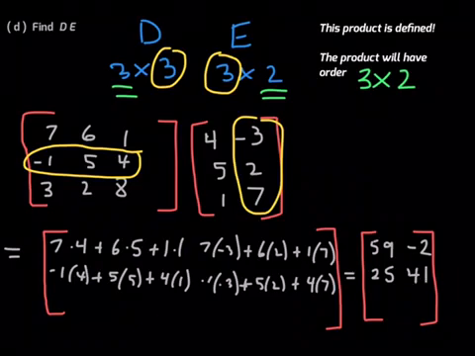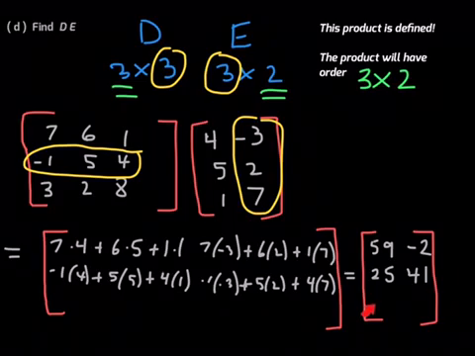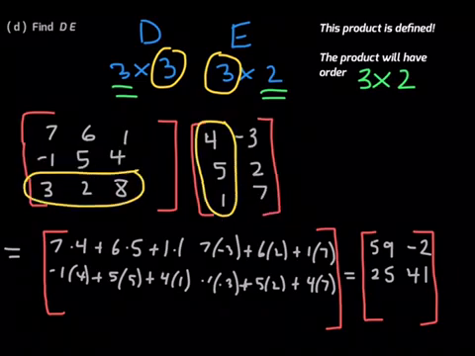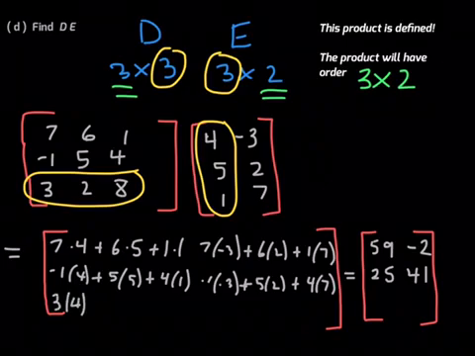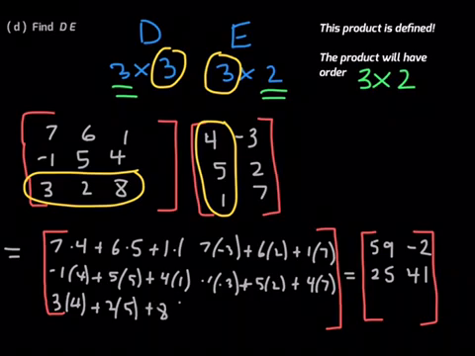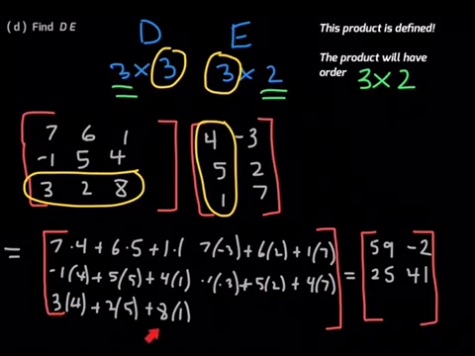Cool, we're almost done. Let's go for third row, first column. Okay, guys, we're after the third row, first column entry. I've highlighted those for us. Here we go. 3 times 4 plus 2 times 5 plus 8 times 1. What is all of that? 12 plus 8 is 20, plus 10 is 30.